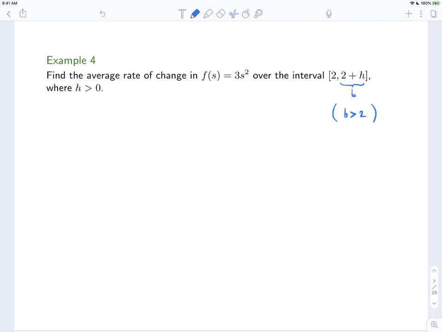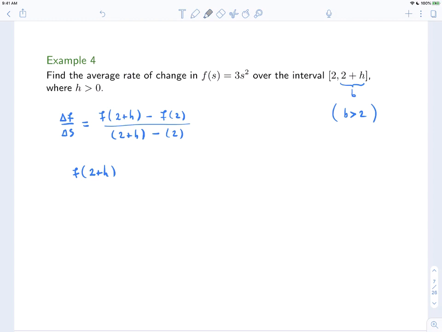So let's go ahead and compute this average rate of change. In this case, it's delta f over delta s, because our input variable is s. So it's f of the larger of the two, 2 plus h, minus f of the smaller, divided by the larger one minus the smaller one. Okay, so let's compute these things. So we know what f of s is. Now we want to compute f of 2 plus h.